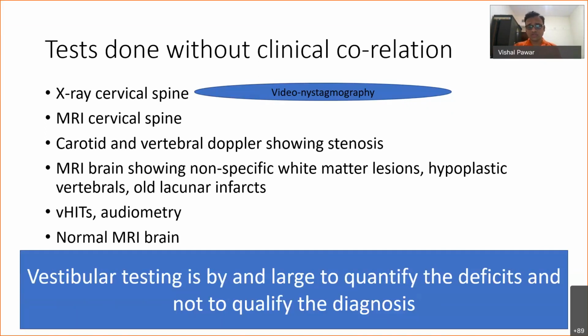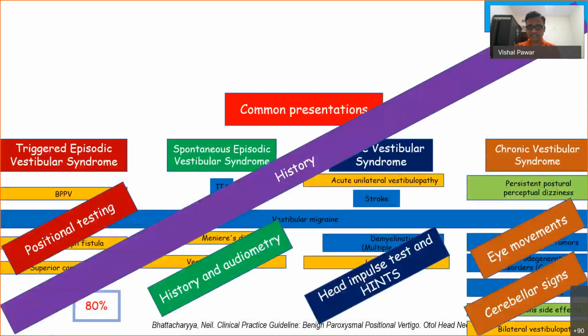So vestibular testing is by and large to quantify the vestibular deficits and not to qualify the diagnosis. There is no shortcut to the history taking and examination. Examination and history taking should decide which investigation to do, rather than the investigation guiding us to which diagnosis we have. So with this little introduction, I will start the cases.